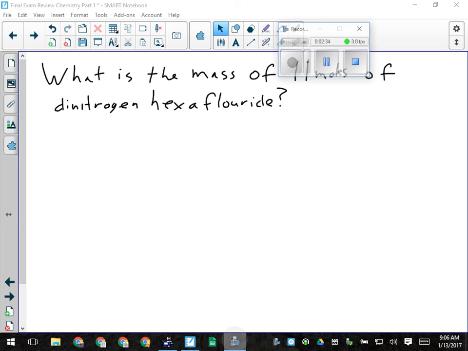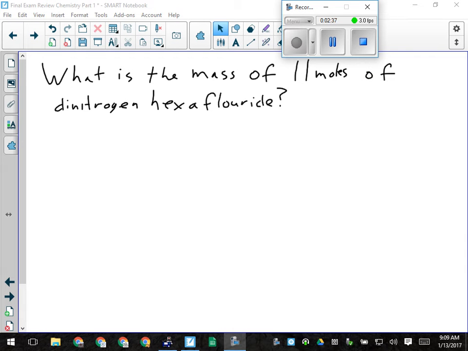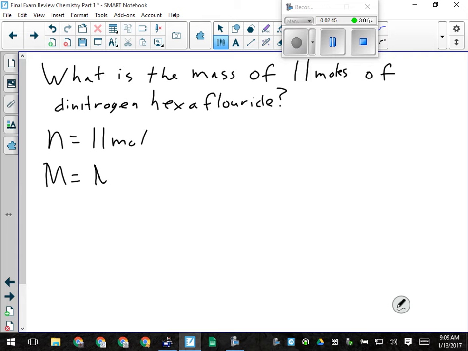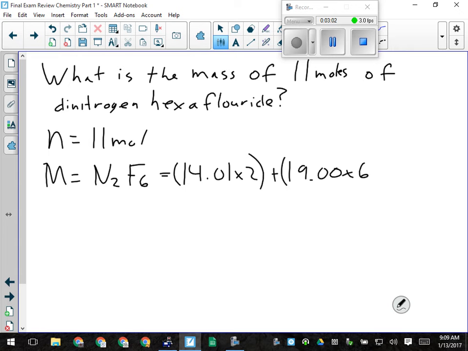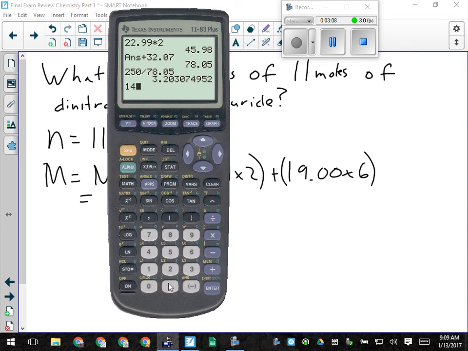In this question, my givens are n, the number of moles, 11, and they told me the material so I can calculate the molar mass. It is dinitrogen hexafluoride, so N2F6. So we'll have 14.01 times 2 and 19.00 times 6 to give us our molar mass. 14.01 times 2 plus 19 times 6 is 142.02 grams per mole.